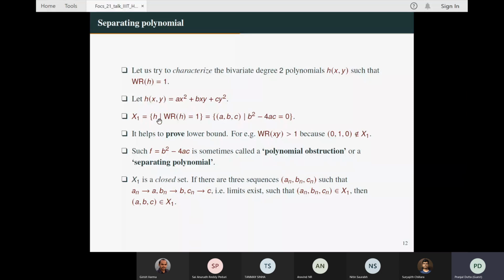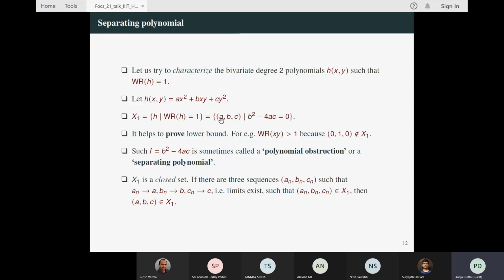And what is the property of X1? I claim that X1 is a closed set, and by closed, it really means that if I have a sequence of points where limits exist, let's say an goes to a, bn goes to b, cn goes to c, then all the limit points are also in the set X1. Then it is closed. Otherwise, it is not closed. If there is some limit which is outside X1, we will not call this closed. We will call this open.